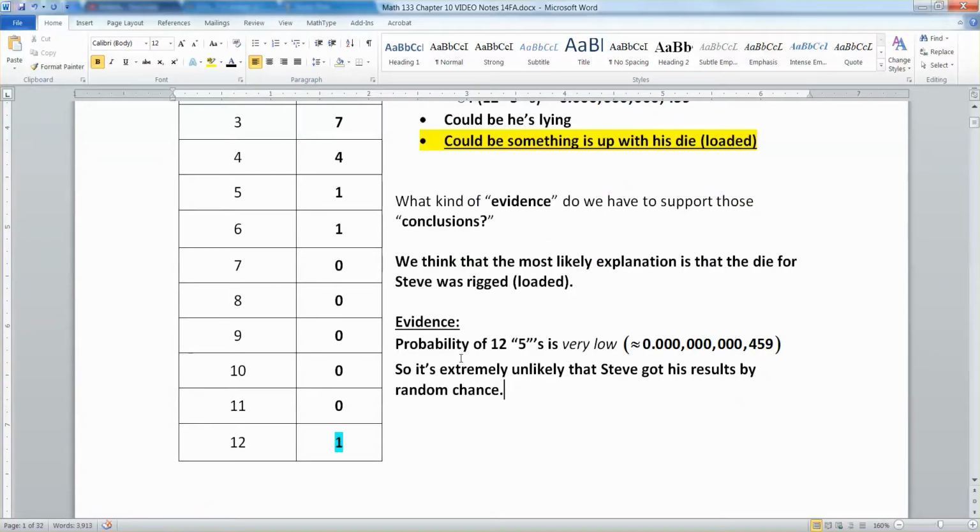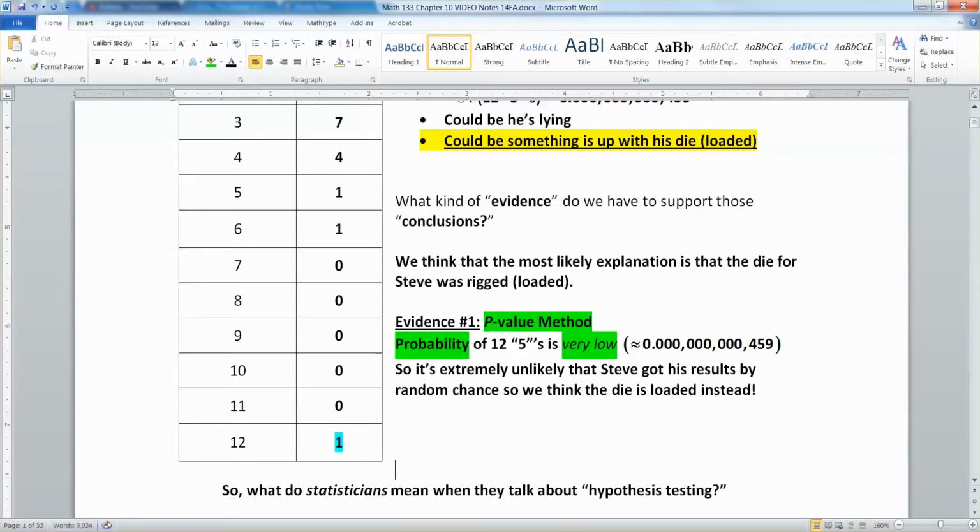Okay, this is called the p-value method. P stands for probability, right? So you say the chances, the probability, p-value, the probability is so low that you think that something's going on. So we think the die is loaded instead. Okay. P probability, p-value. All right, so that's evidence way number one. Then there's evidence way number two. So let me type that up, one second.